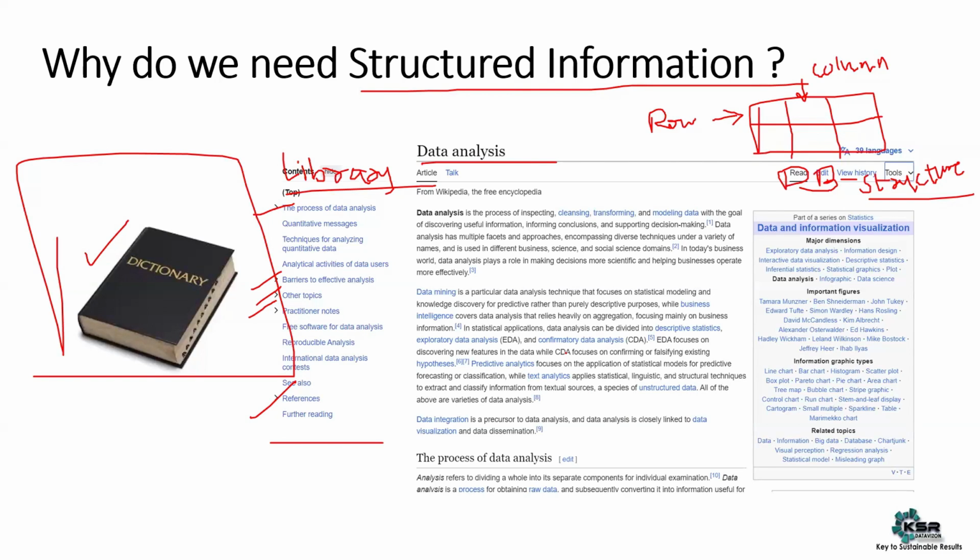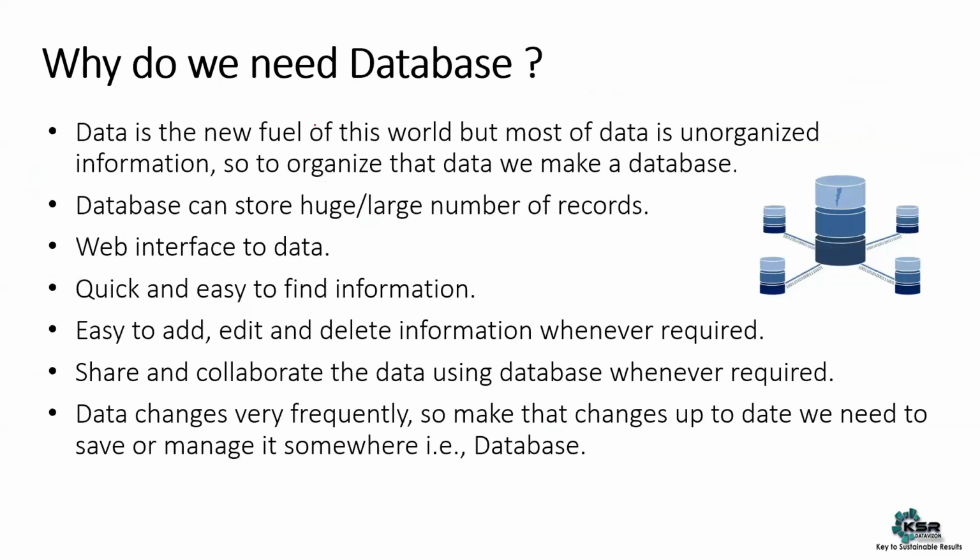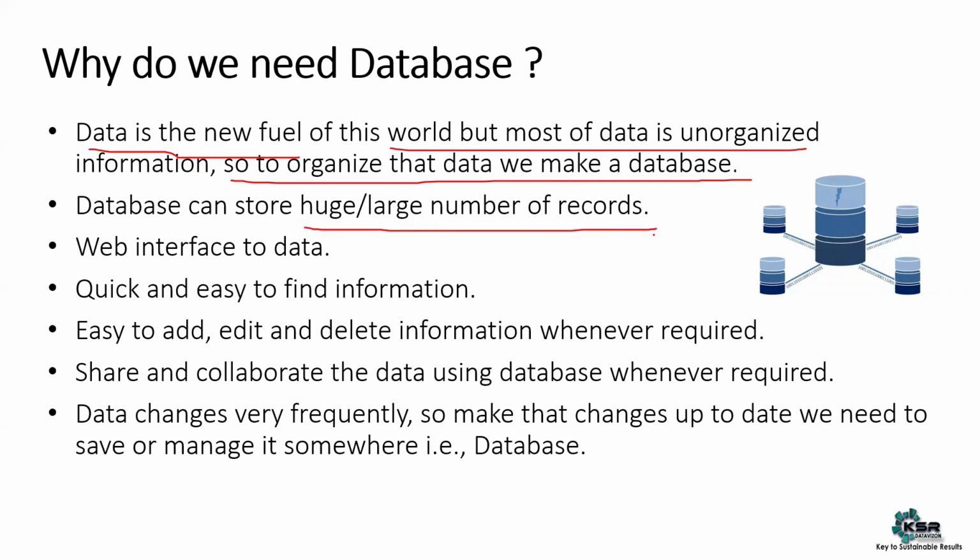Now, as I've said, database is a structured format. So how does the database store information? Data is nothing but a new fuel. Wherever you go, data is there. So wherever there is data, there has to be a database. In order to organize the data, we need to make a database. Most of the world's data is unorganized. Most of the times the data is not organized. But if you want to store that data in an organized format, that has to be in a specific database. So a database can handle a large or huge number of records.